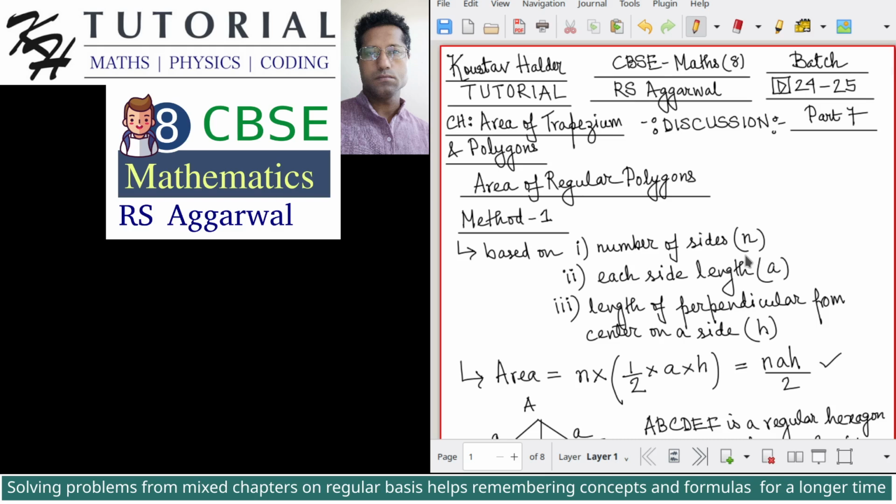So theoretically, I have completed all the concepts of finding area of a trapezium and polygons. In the next video, I will solve the problems of exercise 18B and 18C from the textbook of author RS Aggarwal. Once these are complete, then possibly I will prepare 2 assignments based on the concepts of the entire chapter, that is area of trapezium, polygons, and also area of quadrilaterals.